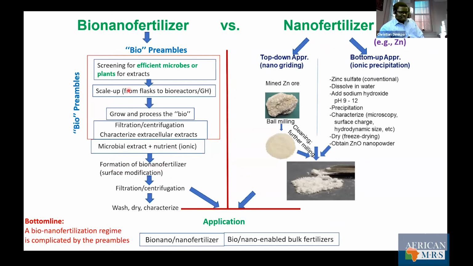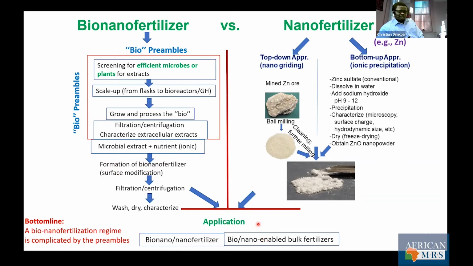The enzymes and the organic acids in this system act on the nanofertilizer and modify their surface to make them more biocompatible. Then you process them by centrifugation or filtration. You wash, you dry, you characterize. You have your nanomaterials, and you apply them as bio-nanofertilizer or bio-enabled, nano-enabled bulk fertilizer.